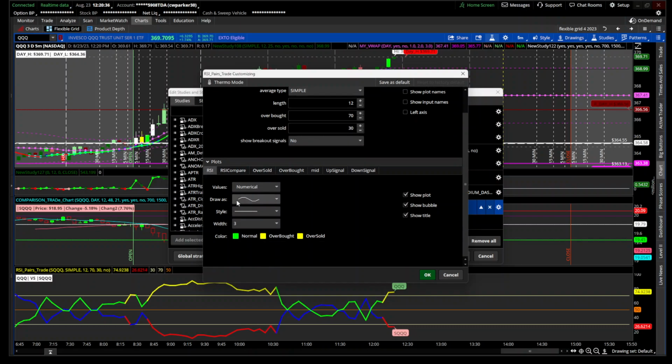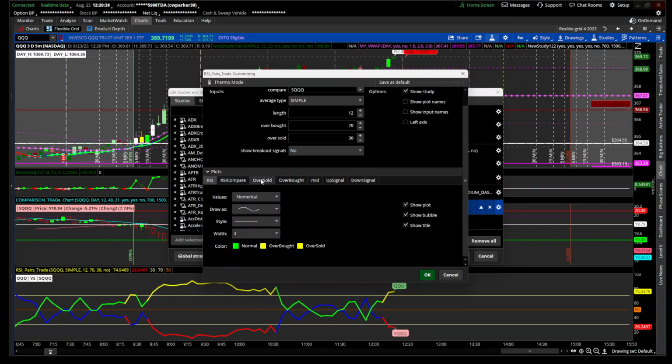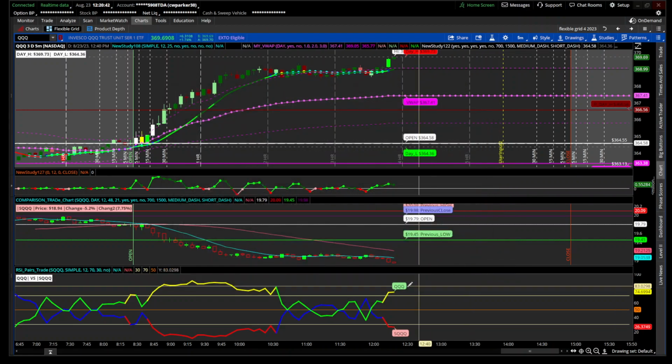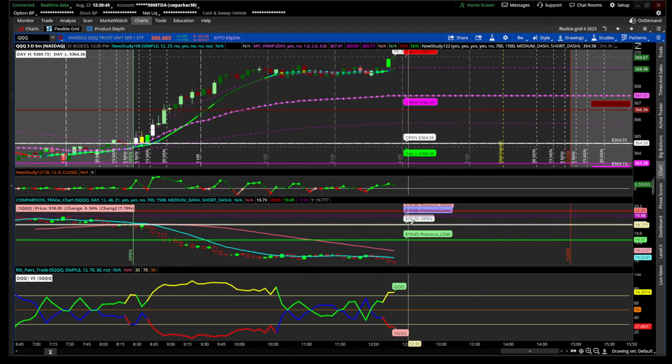Everything's basically the same, except you can come down here and change these different things that I've added to this right here. So you have bubbles, you have these bubbles for your identifiers.